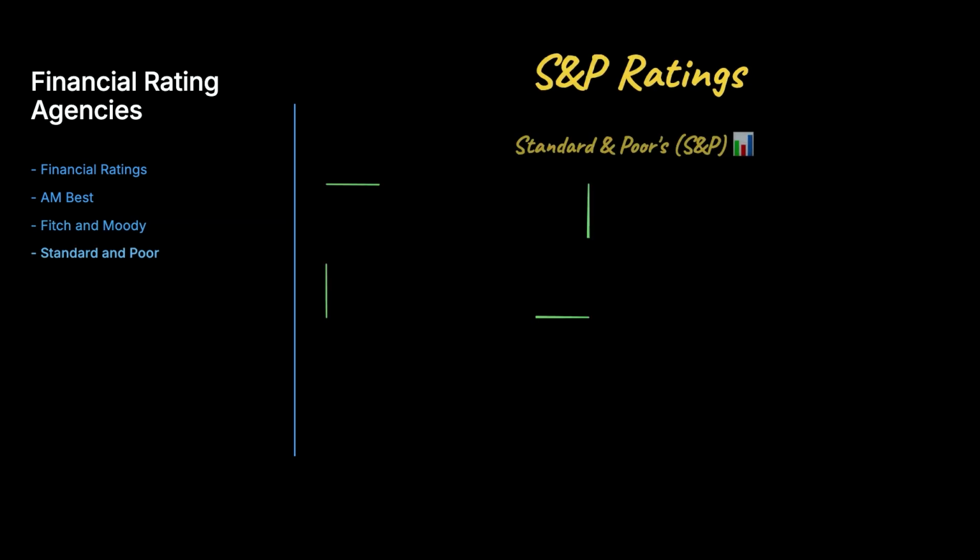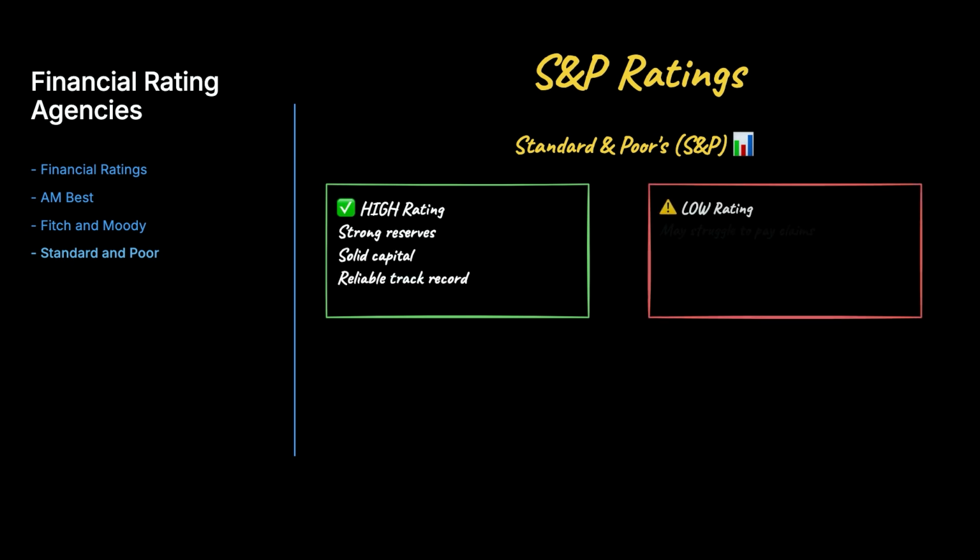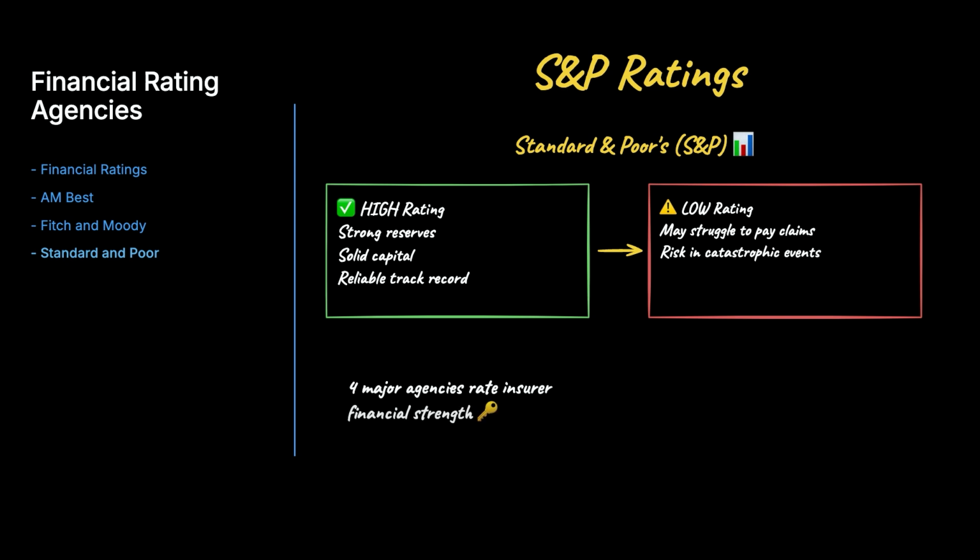The 4th major agency is Standard & Poor's, often shortened to S&P. Its financial strength ratings for insurers are widely referenced. Across all 4 agencies, a high rating signals strong reserves, solid capital, and a reliable track record. A low rating warns the insurer may struggle to pay claims, especially during a large catastrophic event.